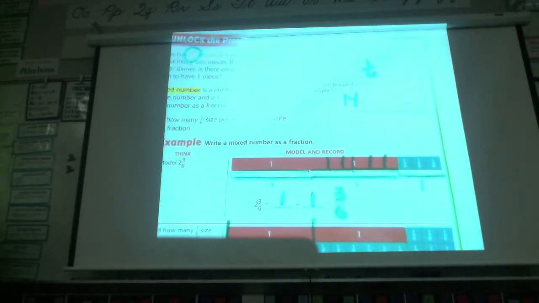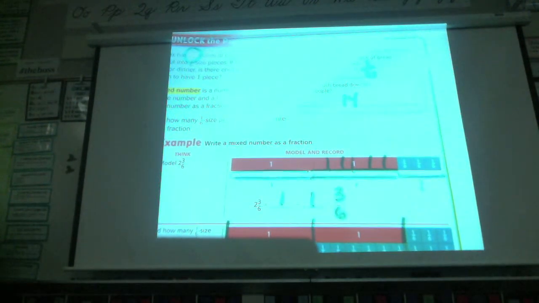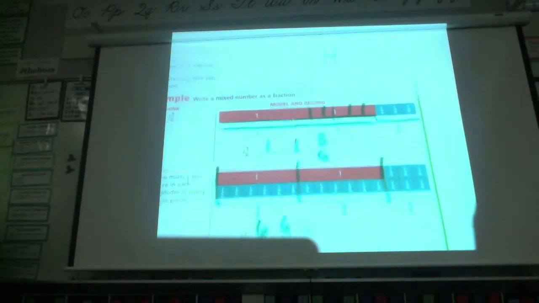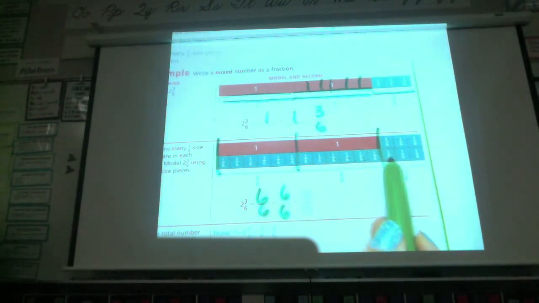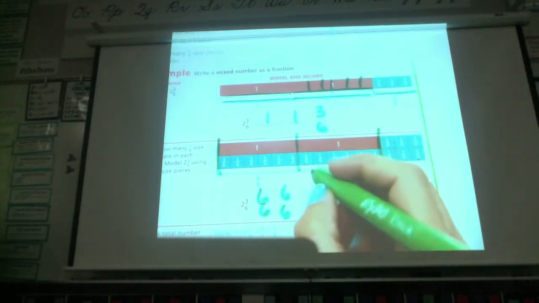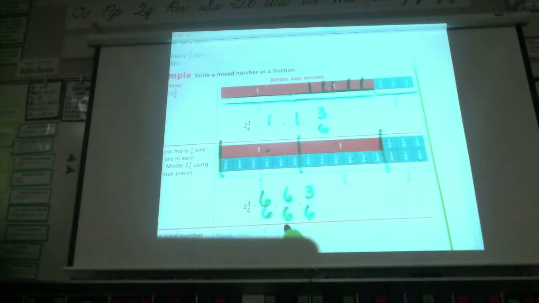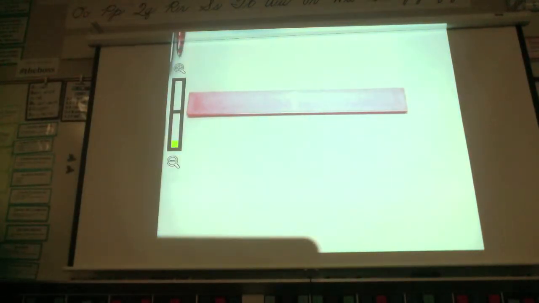Can I change this whole into 6/6 also? Yes, look. 1, 2, 3, 4, 5, 6. 1, 2, 3, 4, 5, 6. And then how many 6 do I have over here? 1, 2, 3. We're just looking at the bottom. Okay, so I've changed this whole into 6/6, this whole into 6/6, and these 3/6 are staying 3/6. Here's a whole, and I have some 6ths.